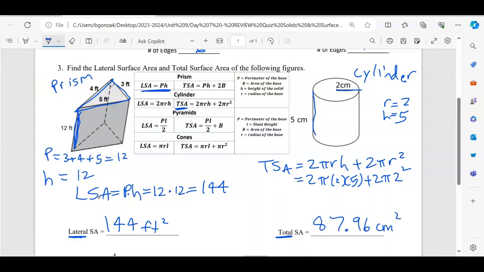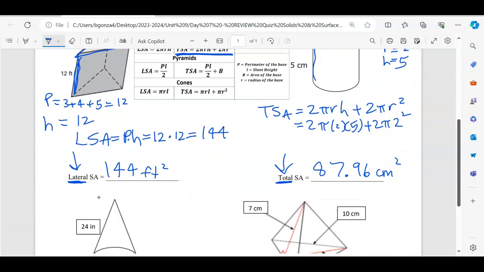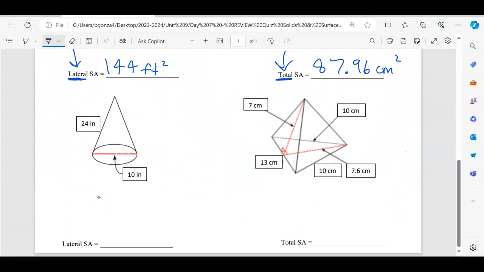Centimeters squared. Okay. It's very important that you look at whatever is in front of the SA. Is it LSA or is it TSA? And what is the shape? Is it a prism or a cylinder? So I'm not promising you it's going to be the exact same on your quiz. You actually have to look at it and use the formulas, okay? And you must show your work.